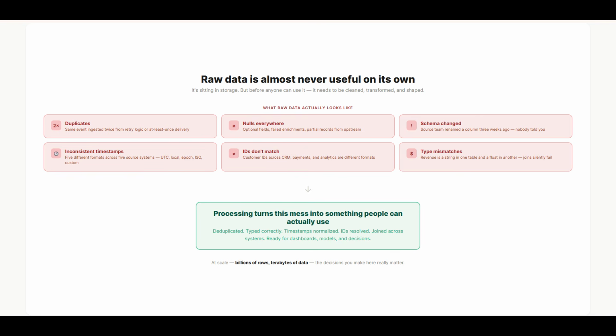Alright, so data is coming in, it's sitting in storage, but raw data is almost never useful on its own. It's got duplicates, it's got nulls. The schema changed 3 weeks ago and nobody told you. Timestamps are in 5 different formats. Customer IDs don't match across systems. Revenue is stored as a string in one table and a float in another. You need to join it with 3 other tables before it means anything. Processing is where you take that raw mess and turn it into something people can actually use. And when you're doing that at scale, billions of rows, terabytes of data, the decisions you make here really matter.